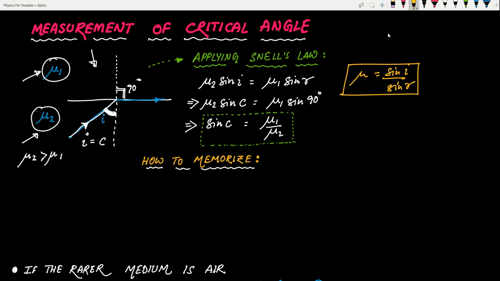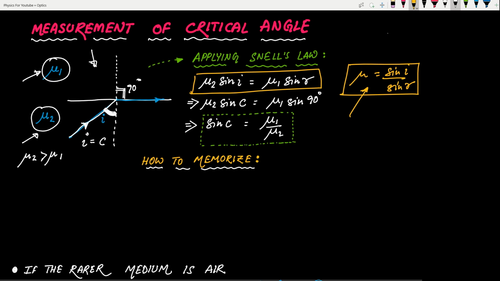So what I say to them is that instead of remembering this formula, just try to remember this formula. This is much easier to remember. How? See, mu2 sine i is equal to mu1 sine r. How to remember this? Take the refractive index of the medium. Suppose we are taking the refractive index of medium 2, then we will take the angle produced in medium 2, and we can see the angle produced in medium 2 is i. Now when we take the refractive index of medium 1, then we will take the angle produced in medium 1. So here we can see it is the angle 90 degree in medium 1. So this is how you apply Snell's law without any confusion.